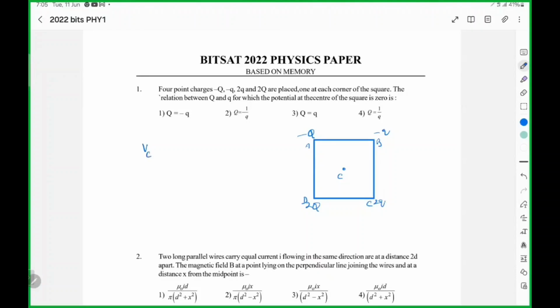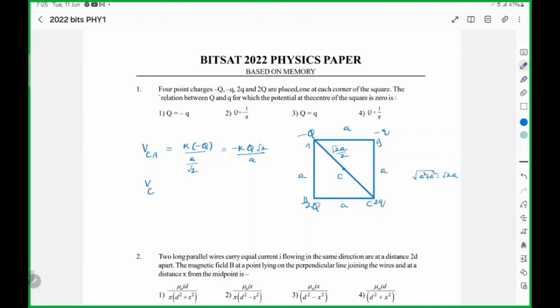Potential at the center due to the charge present at A is k times minus q. So it is a square, all sides are the same. The diagonal is equal to root 2 a, and the half of it will be a by root 2. So it is minus kq into root 2 by a.